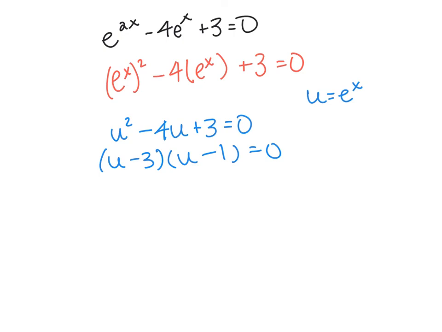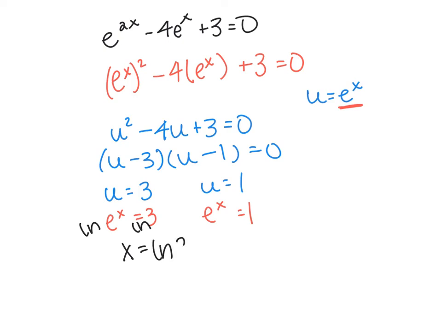Now just take each, set it equal to 0. So either u equals 3 or u equals 1. Now we just take the fact that u is e to the x, sub it back in. So we have e to the x equals 3, or e to the x equals 1. Now remember, our end goal is to solve for x, not to solve for e to the x. So at this point, to do a quick solve for x, we just take the natural log of both sides, and we get x equals the natural log of 3, and x equals the natural log of 1.